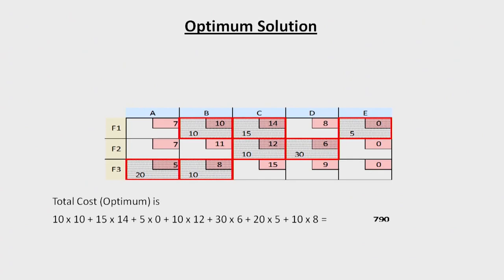Note that in this problem, the unoccupied cells do not provide any positive numbers. So there was no need for applying the modified distribution method to optimize, since we already got the optimum cost as rupees 790.